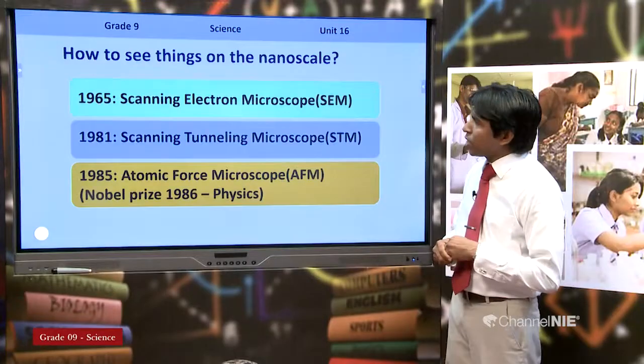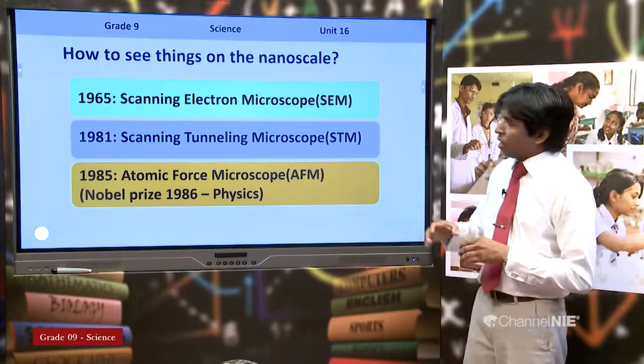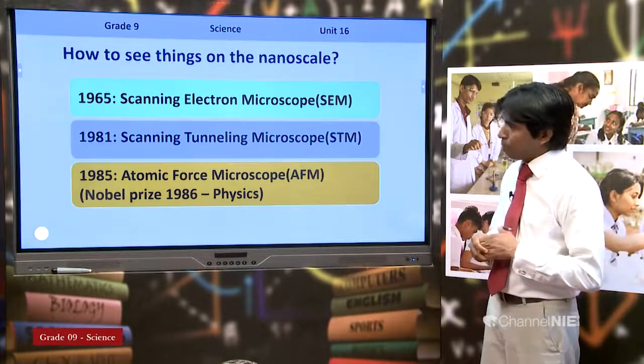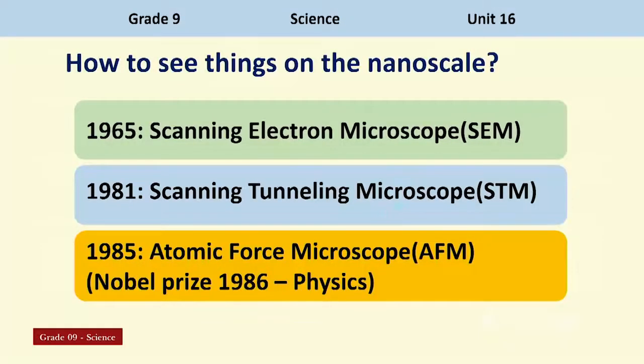So, how to see things on the nanoscale? You can see with the invention of the scanning electron microscope, we call it SEM, 1965, and then 1981 the scanning tunneling microscope, that is STM. So, there were greater development in the nanotechnology with the invention of these microscopes after 1980s, and later 1985 atomic force microscope, we call it AFM. That atomic force microscope invention won Nobel Prize in 1986 in physics.